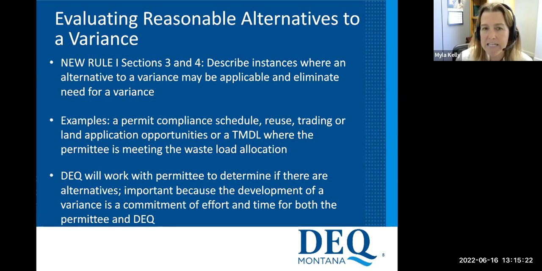And this is really important because the development of a variance is definitely a commitment of time and effort on both the permittee side and the DEQ side. It is a water quality standard, so it does require review and approval by EPA. It functions as a temporary, time-limited water quality standard. So it certainly is a comprehensive process to go through. And so in the rule, we've outlined what those possible instances are where an alternative may be more appropriate for the permittee than a variance. And with that, I'm going to turn it to Mike to talk about these key concepts of highest attainable condition.